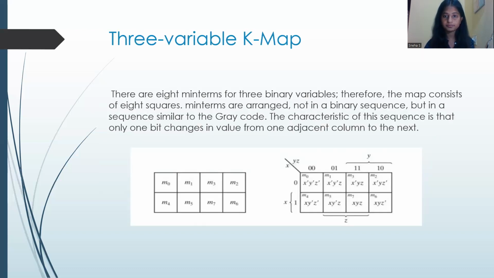This means grouping can be done in three ways: either you group 2, or 4, or 8. Whenever you group 2, you get 2 variables. When you group 4, you get 1 variable. And when you group 8, the expression is always 1, as the simplest expression.